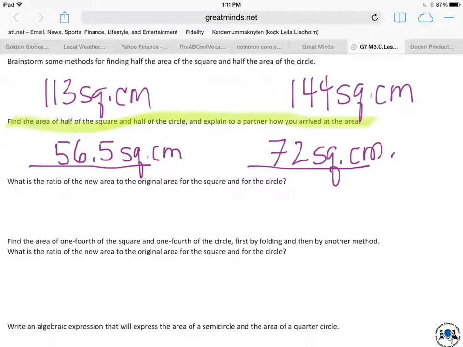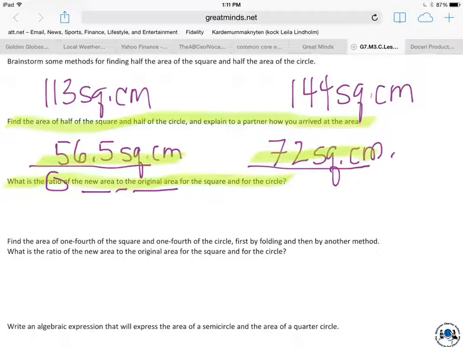Okay, so here's what you would have come up with. For half the area of the circle, 56.5 square centimeters. Half the area of the square, 72 square centimeters. And now this next question is very, very important, especially how you write it down. The question is, what is the ratio of the new area to the original area? So that's the important part: new area to the original area. And that's how it's expressed for the square and for the circle.